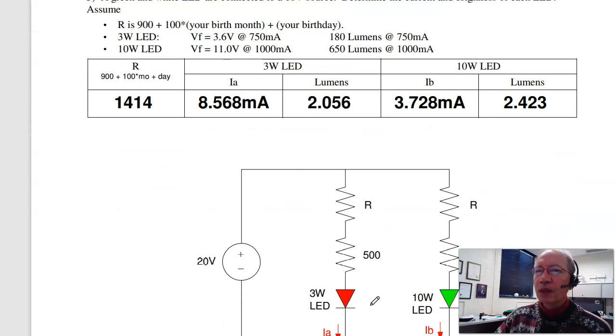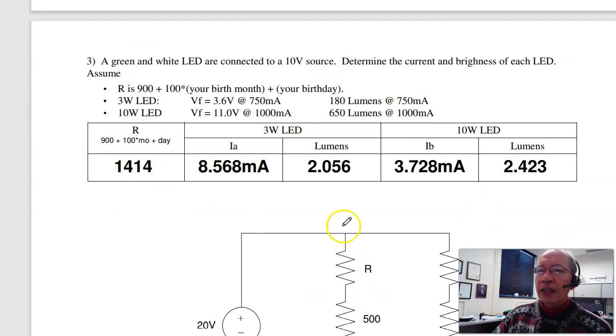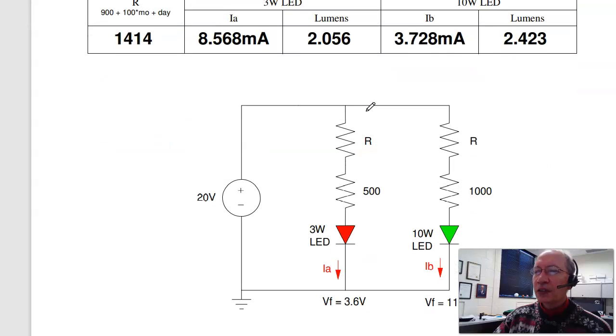Problem 3. Assuming I have a 3 watt LED and a 10 watt LED with this voltage drop and that brightness, find the current and the brightness of the LEDs. So to find the current is just the voltage. This is 20 volts. For an ideal diode, this voltage is fixed. This is 3.6 volts, and this is 11 volts. 20 minus 3.6 over R gives you the current.